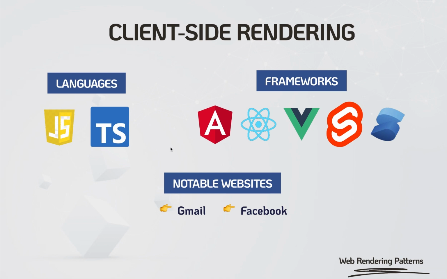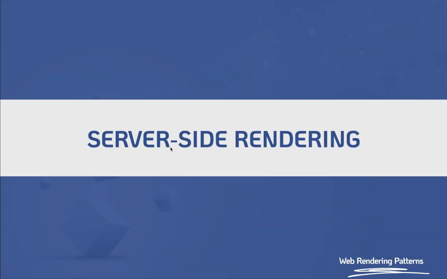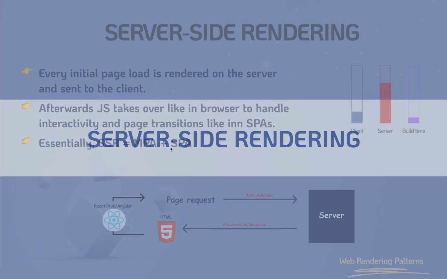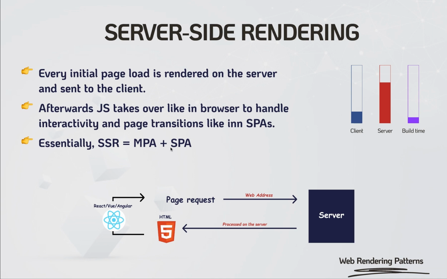Now, to reduce the amount of work that is being done on the client and make up for some of the cons of client-side rendering, that is why we have server-side rendering. What happens in server-side rendering? Every initial page load is rendered on the server and sent to the client. Afterwards, JavaScript takes over in the browser to handle things like interactivity and page transitions, just like in a single-page application. So, essentially, server-side rendering equals a multi-page app plus a single-page app's interactivity.